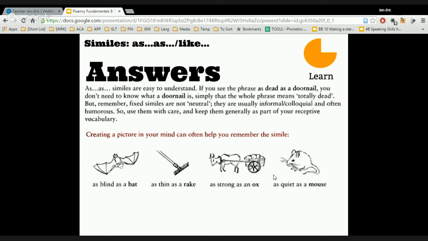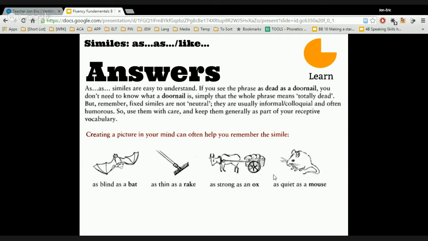So, as similes are easy to understand. If you see the phrase as dead as a doornail, you don't need to know what a doornail is. Simply that the whole phrase is a picture. The whole phrase is totally dead. If you can picture a doornail, it's easy to understand too. But remember, fixed similes are not neutral. They are often informal or colloquial and often humorous.